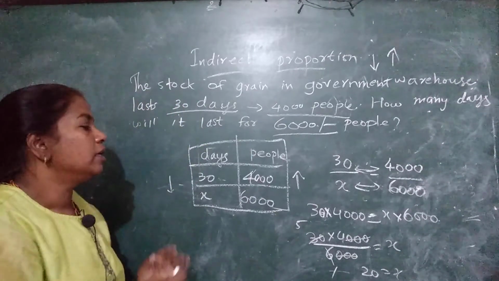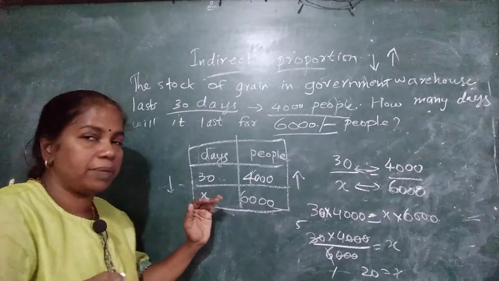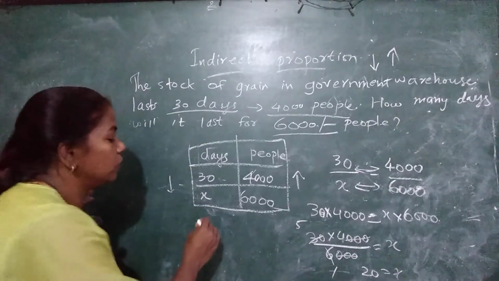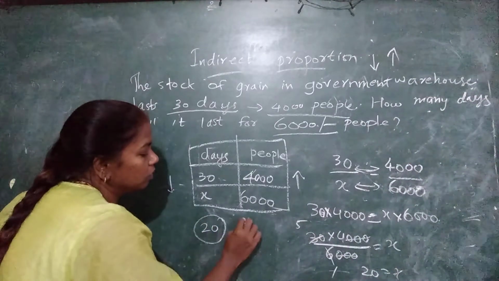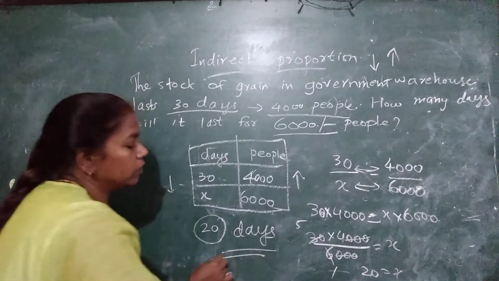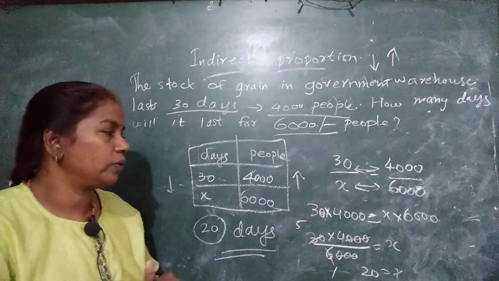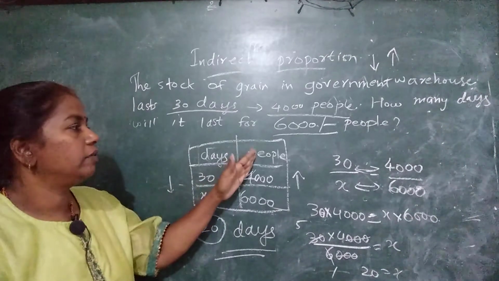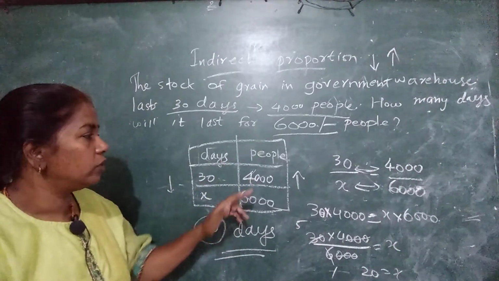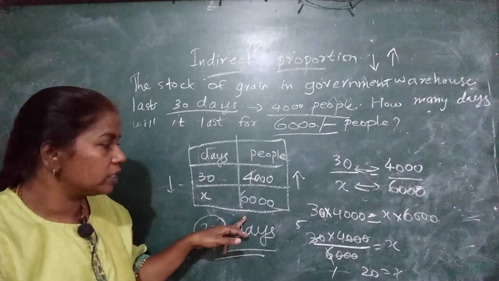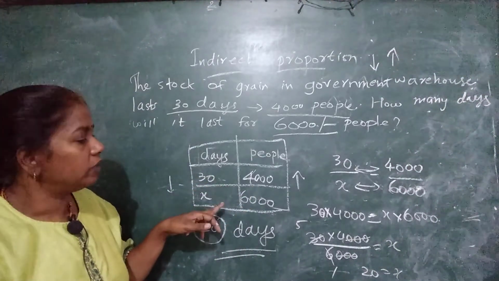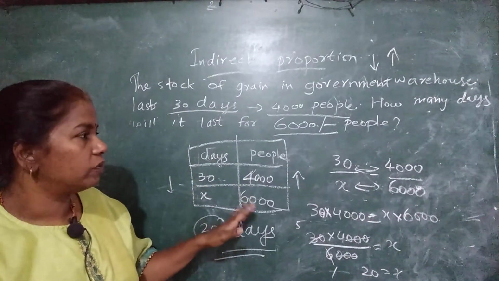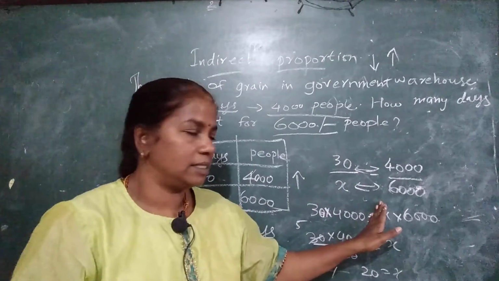Got it? So if the number of people is increased to 6,000, what will happen? The days will get reduced. The days will become 20. The grain will be sufficient for only 20 days. Got it? What I did: I have written 4,000 people, they have increased to 6,000, and the days from 30 will get decreased to 20 days. I have written in this box form. I am writing the fractions as it is.